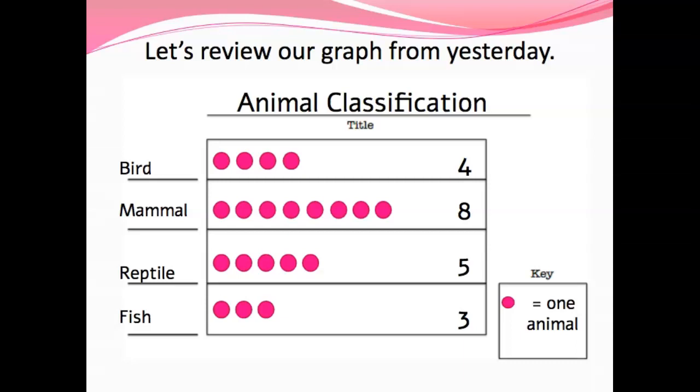Remember, this is a picture graph. Some important parts of it are the fact that we have a title that tells what the graph is about, category labels or titles that show what each category we are counting are, and then a key. Remember, keys are super important because it shows us what this picture stands for. So each picture stands for one animal. So if we have 4 circles, that means 4 animals.